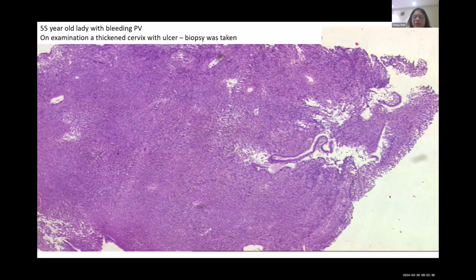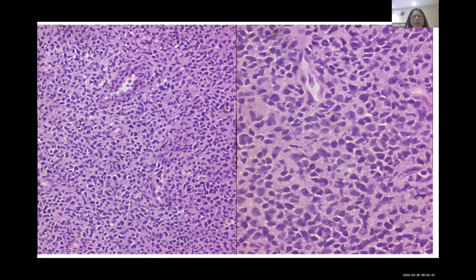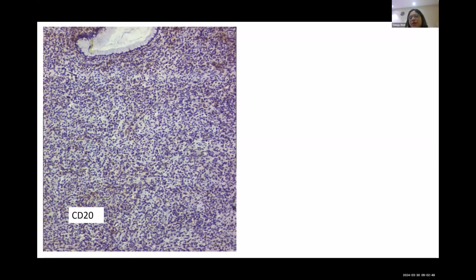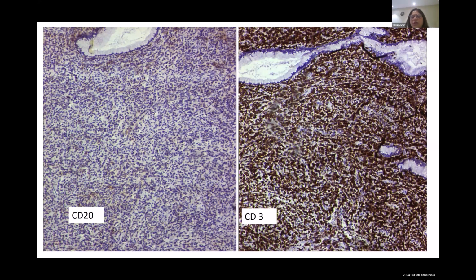Now, this is a lady who actually came with an ulcer on the cervix. A biopsy was taken. This was the older days when we could see all the biopsies from all sides. And you see it was a lymphoma. It was a very frank lymphoma. CD20 was negative, CD3 was positive. So extranodal site, CD3 positive tumors. So anybody wants to say anything?